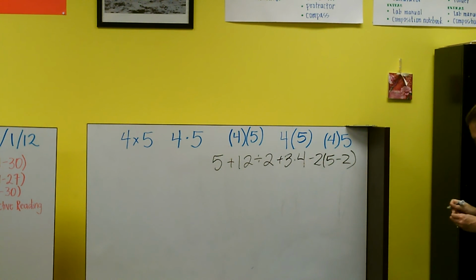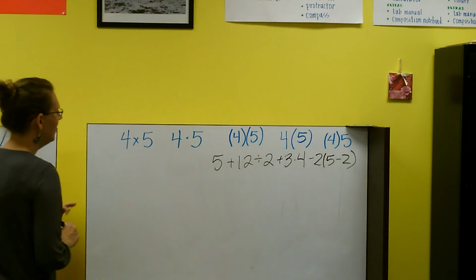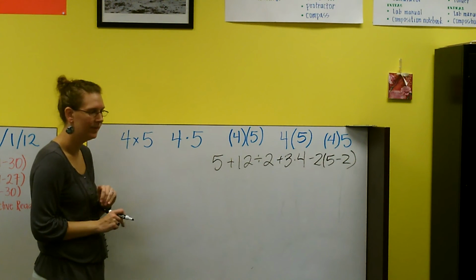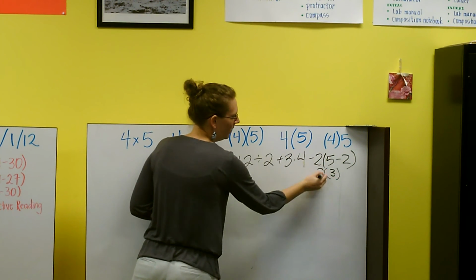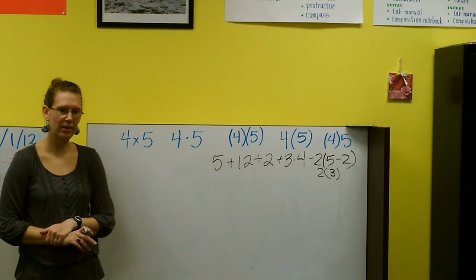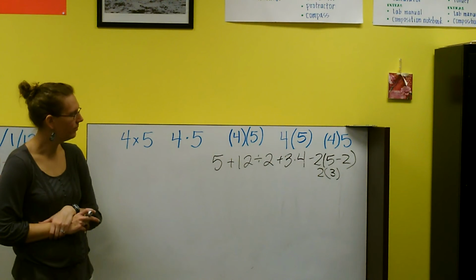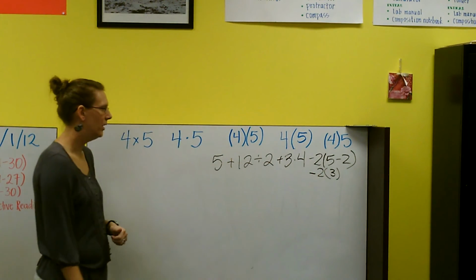Okay, so help me out. Where do I start, Jamika? 5 minus 2, which is 3. So she's given me the 3. My 2 is right outside of it, so let's leave it. Okay? Portia, you're next. What do I do? Jamika took care of the end. What do you want to do next?